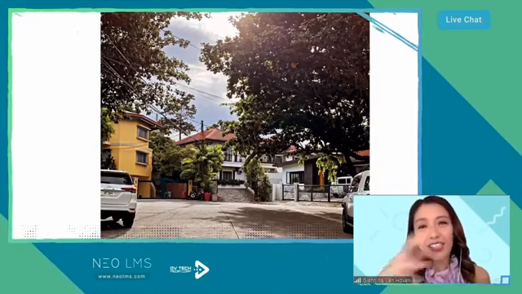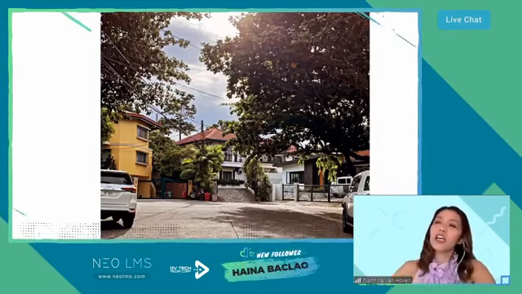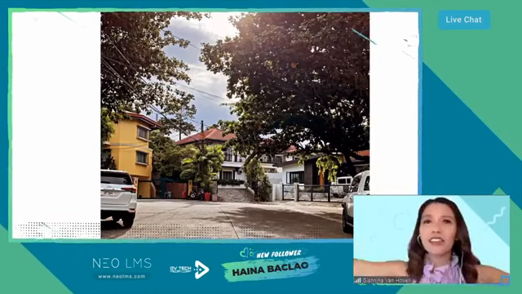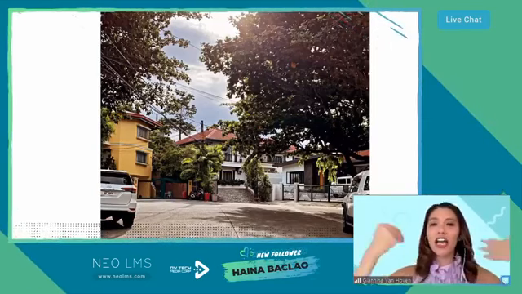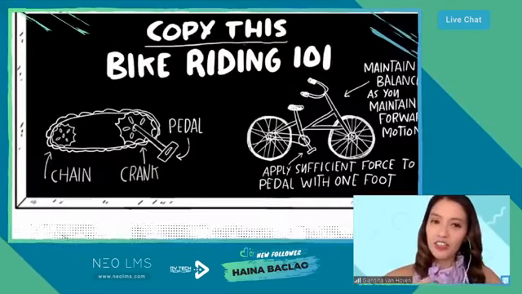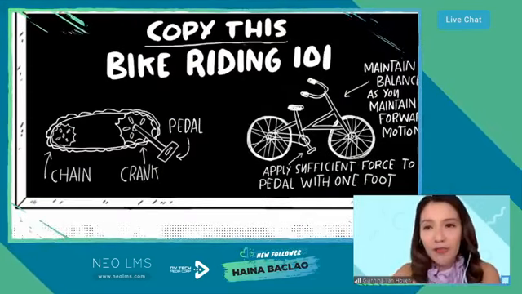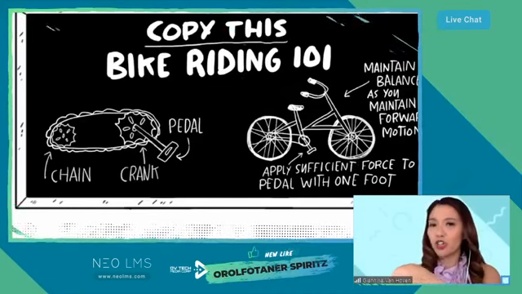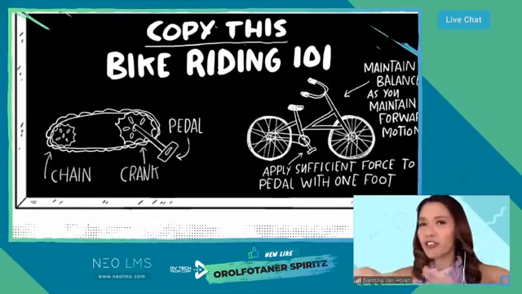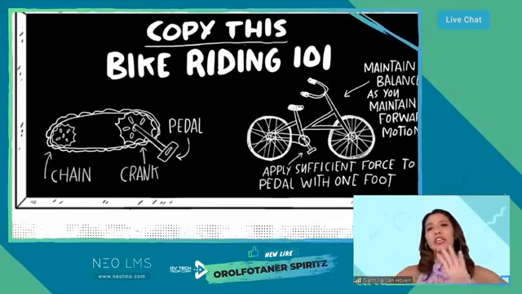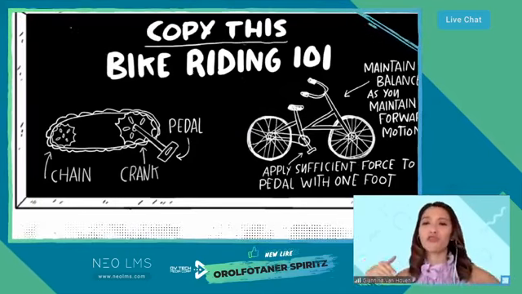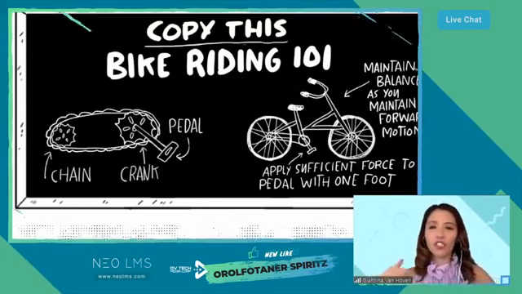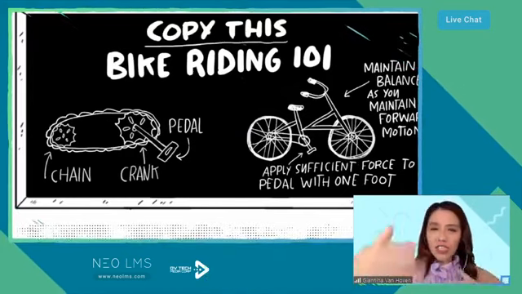For example, if my tito had built a classroom in their den and said, Janina, I'm going to teach you how to bike. This is how it looks like. Okay, let me first teach you the parts of the bike. Okay, this is the chain, this is the pedal, this is the crank. And then these are the different steps that you need to do. Okay, so you need to maintain balance. So maintain your forward motion, apply sufficient force to pedal with one foot. Okay, these are the different steps.